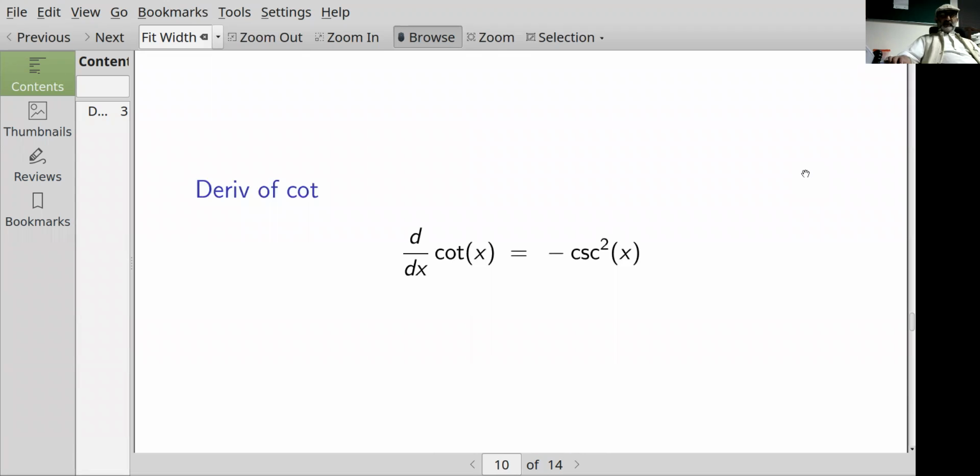Using the same approach, you should show that the derivative of the cotangent of x is equal to minus cosecant squared of x.